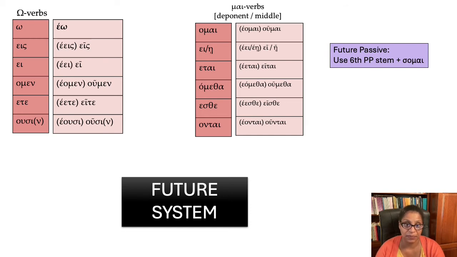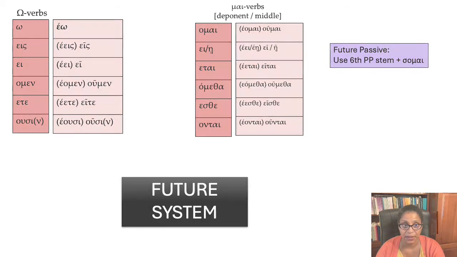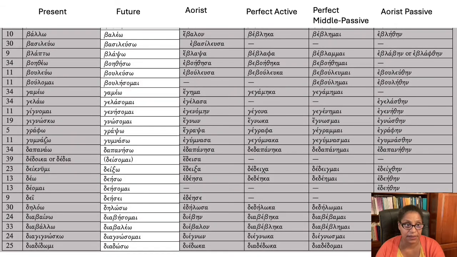And then you have the future passive, which we had a whole thing on, where you're going to use that last principal part, and then you're just going to use omai with the sigma, somai, as your ending. So again, it's an omega verb in the middle endings. All right, so now we move to the aorist.